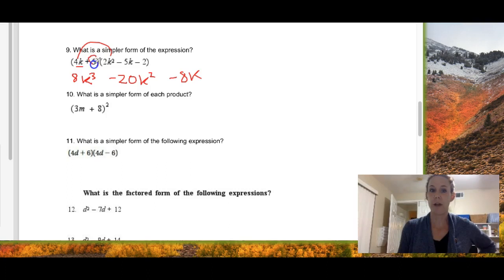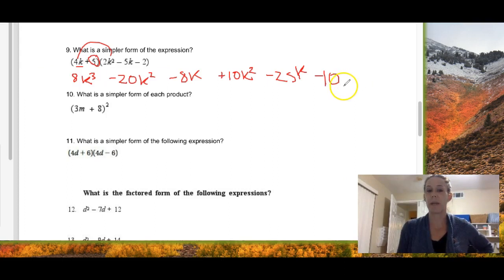Now let's do 5 and multiply it by everything. So 5 times 2k squared will give me plus 10k squared. 5 times negative 5k will give me negative 25k. I don't know why the k is up so high, sorry. And then 5 times negative 2 will give me negative 10. Now I've multiplied everything out.